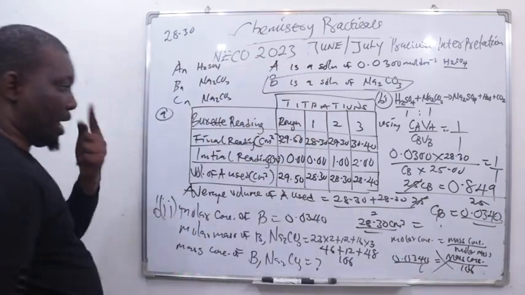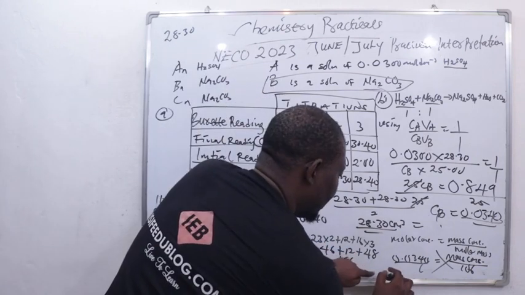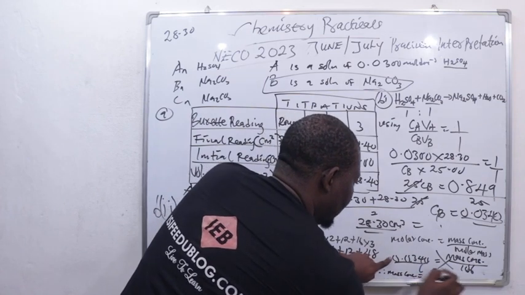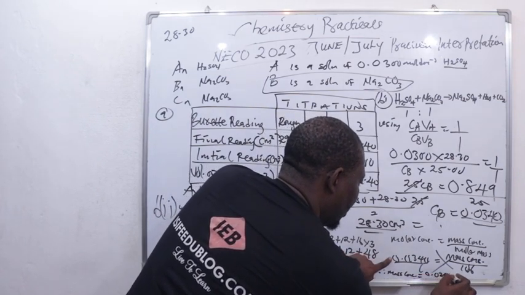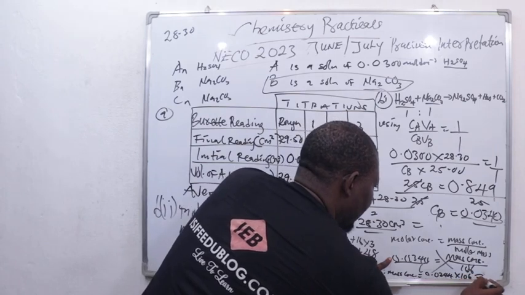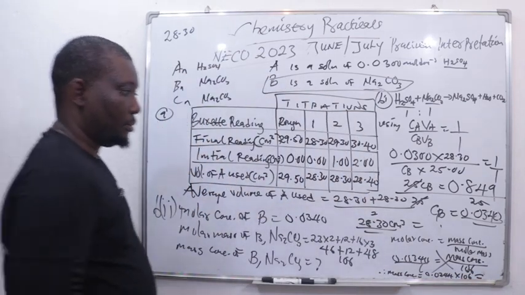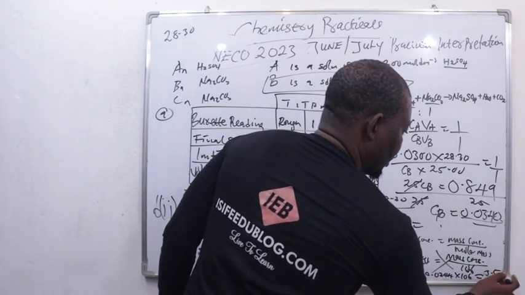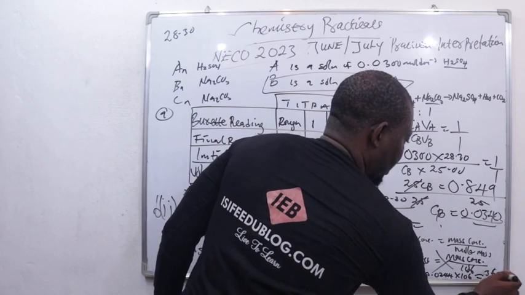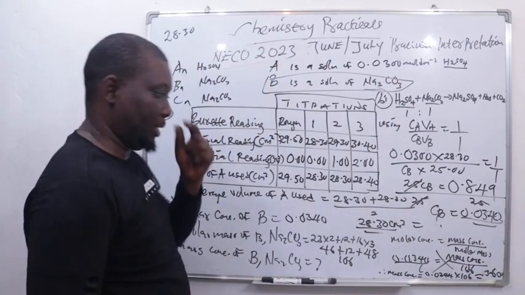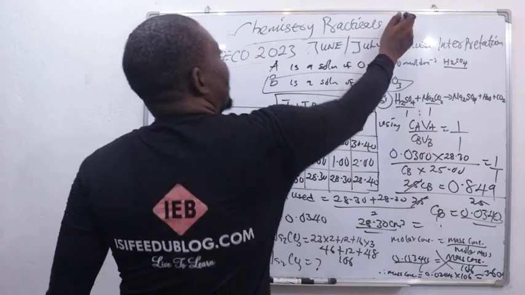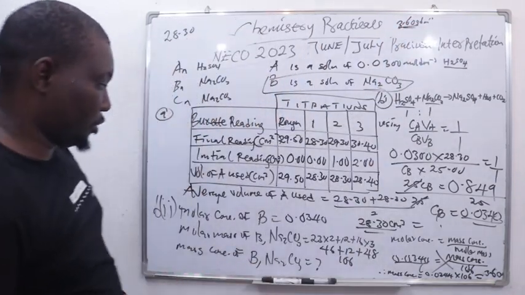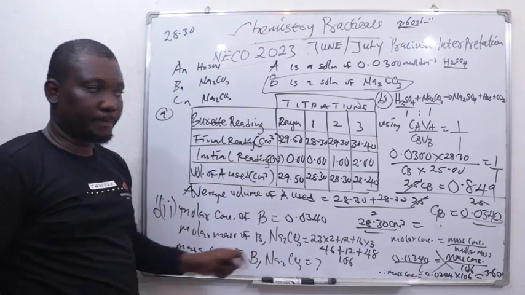When we cross multiply, we now have that the mass conc of B is equal to this times this, 0.0340 times 106. That is going to give us 3.60 gram per dmq. Please make sure the unit is very important. 3.60 gram per what? Dmq. That is the mass concentration of the base.